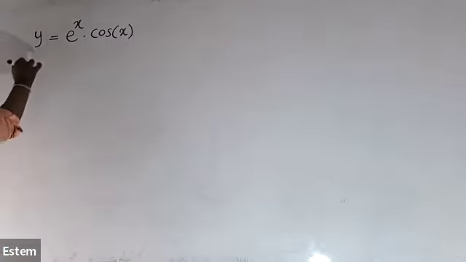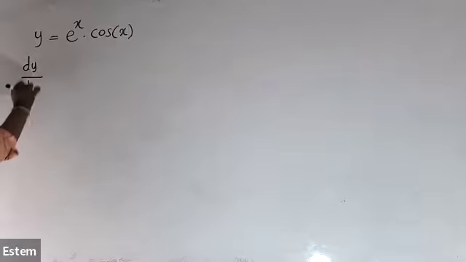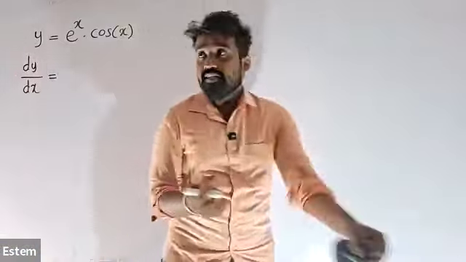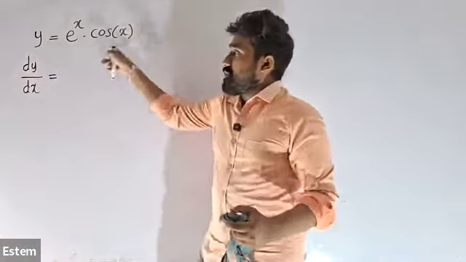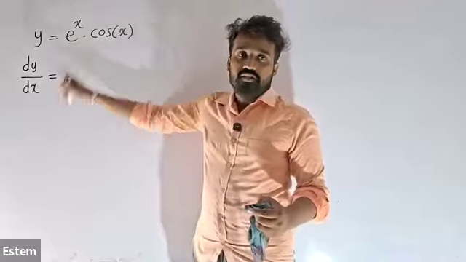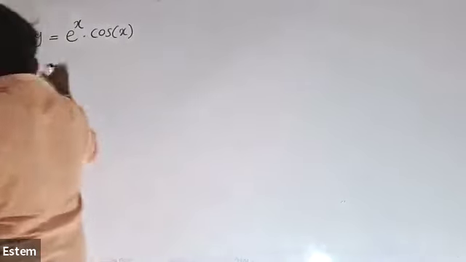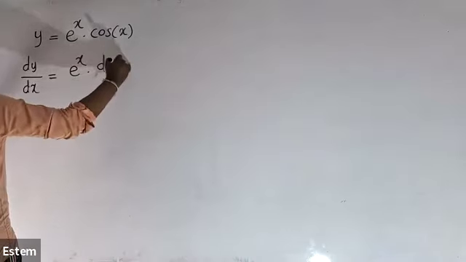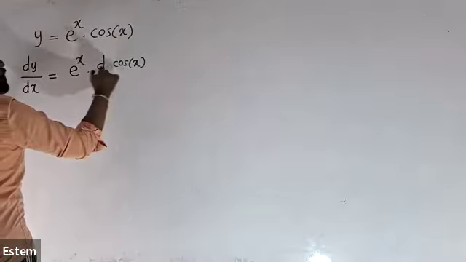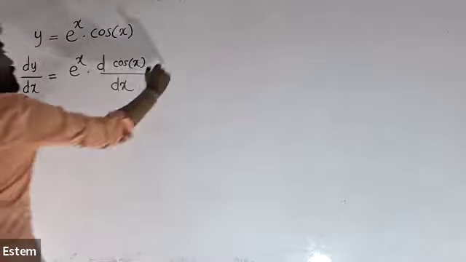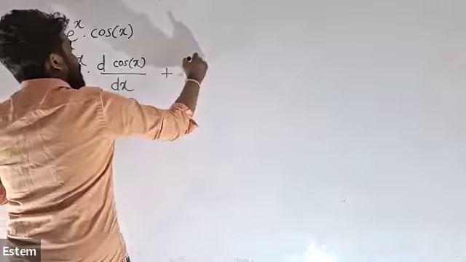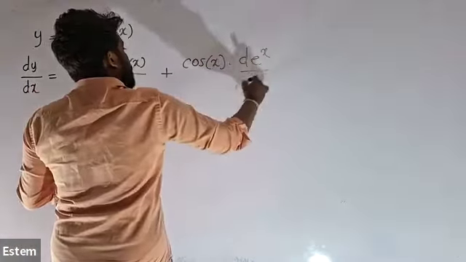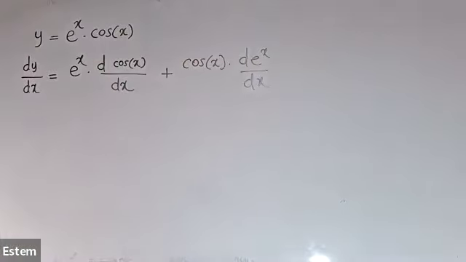Now we should get the dy over dx. This is a multiplication, a product of two functions. So we should select one function, it is e^x, and differentiate the remaining function with respect to x. Plus, now I take the other function freely, and I differentiate the remaining function.